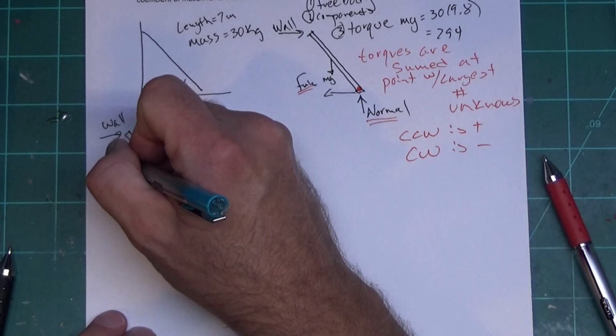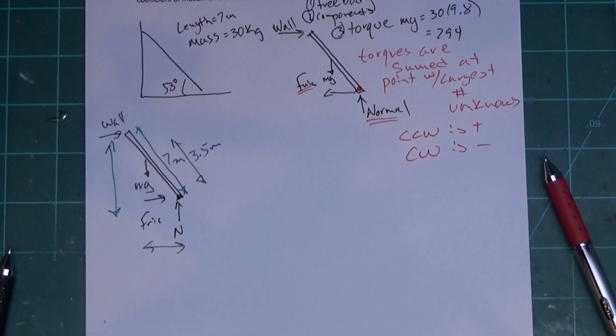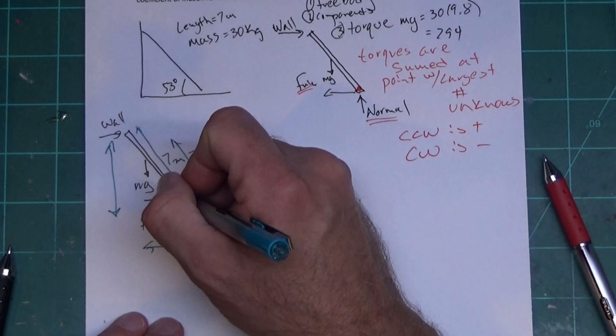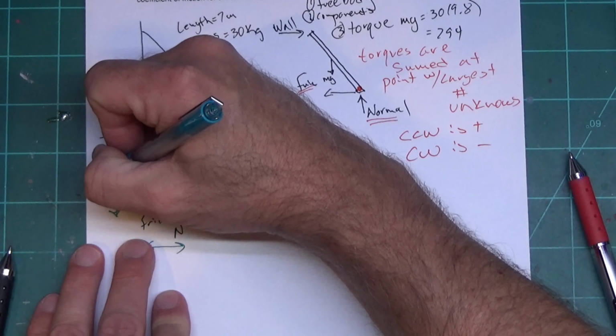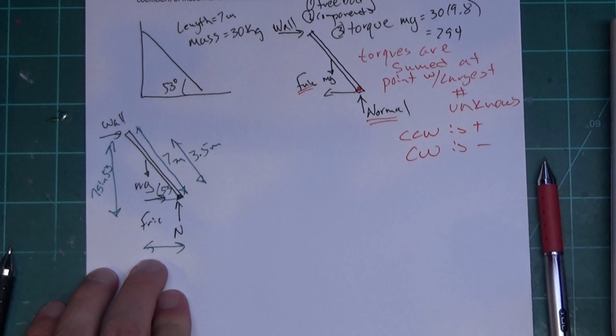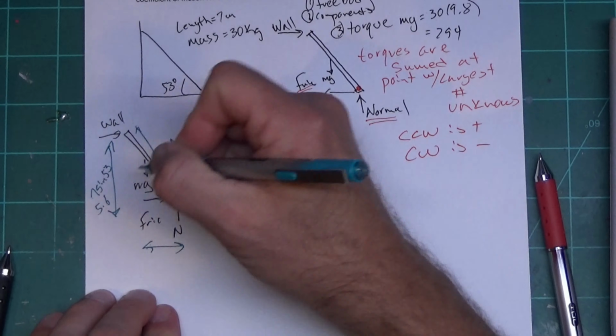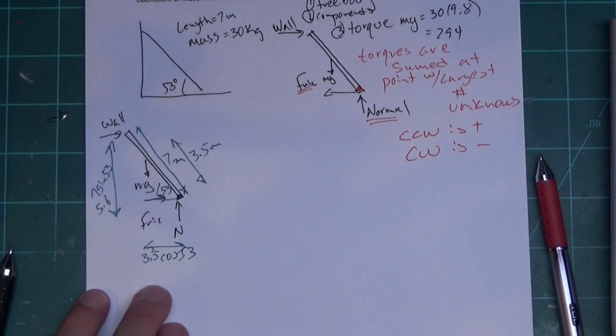So I'm going to need this distance here and this distance here. I want my distances to be perpendicular to my forces, because that way they cause rotation. Now, my angle over here is 53 degrees, so this one over here is going to be 7 sine 53. So that distance over there, 7 sine 53, is 5.6. This one right here will be 3.5 cosine 53. So 3.5 cosine 53 comes out to 2.1.